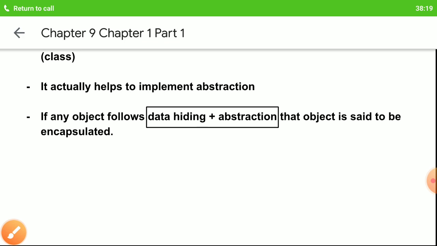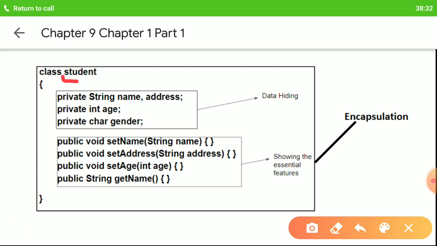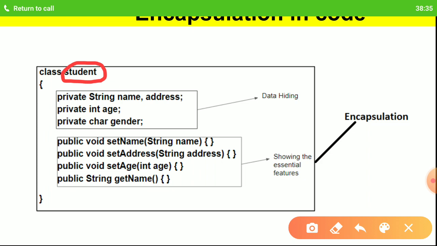So let's see a practical code. This is a class, and its name is student. I have declared a few variables here, a few data that are related to the student class. Like name, address, age and gender, these are the kind of data associated with the student class, or student object.